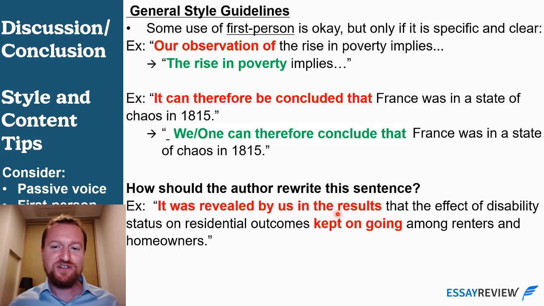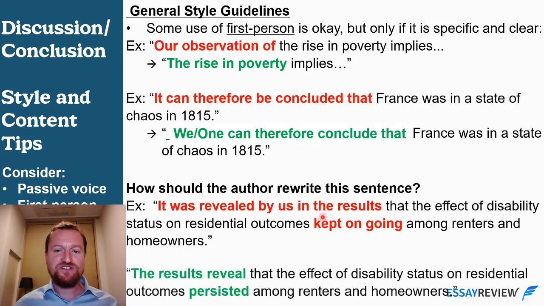How can the author rewrite this awkward sentence? "It was revealed by us in the results that blah blah blah kept on going among renters." The results can become the subject. The results reveal, and again, here it looks like passive, right? So "it was revealed." Let's use the simple present because we're interpreting the results. "The results reveal X on disability residential outcomes persisted" instead of "kept on going," right? We're saving words, and we're making it more academic.